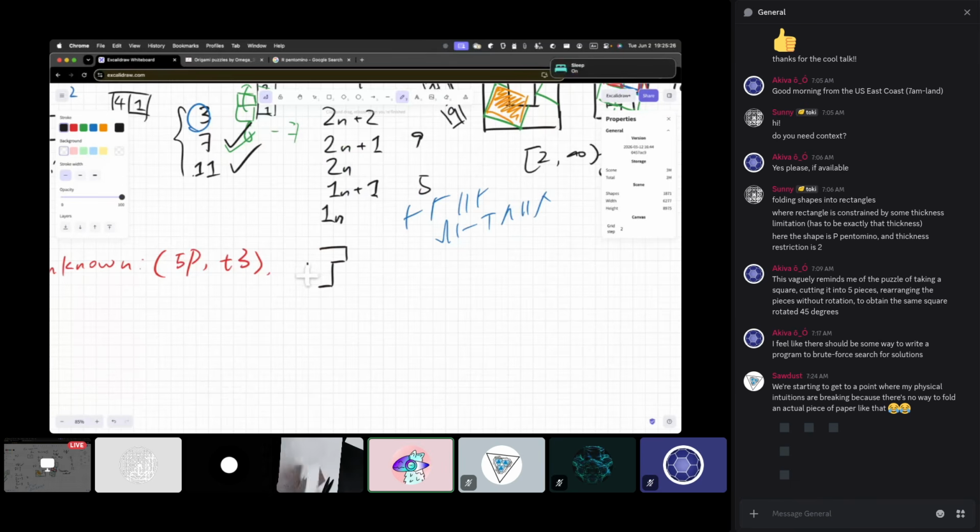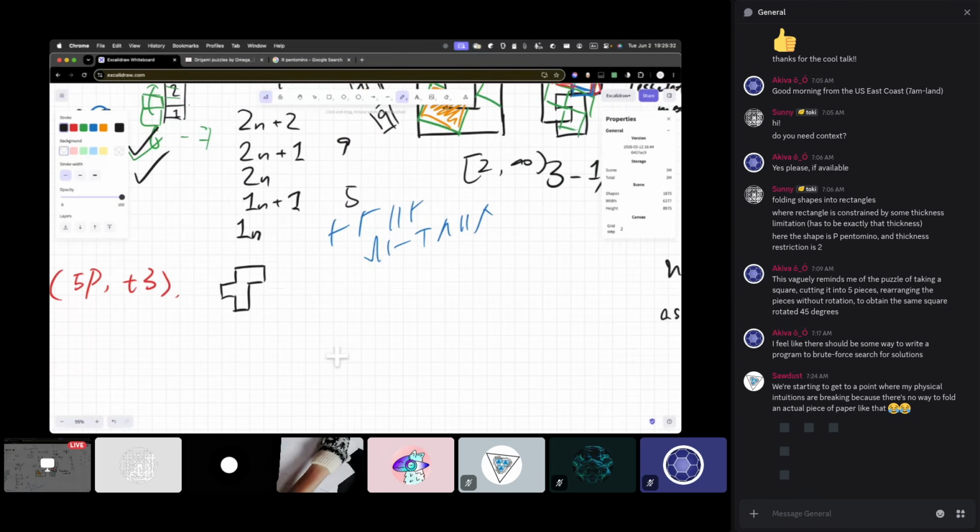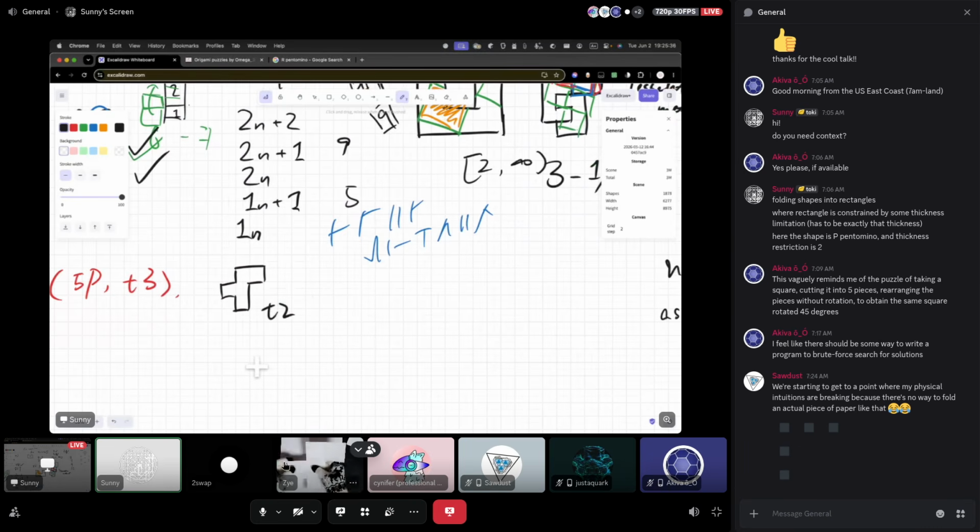Both variations. Oh wait, there are no variations. Okay, I'm sorry. And we'll start with thickness 2. What do we think of thickness 2?